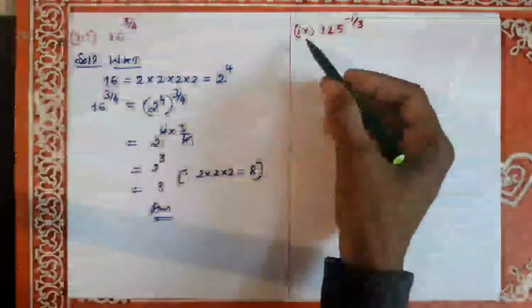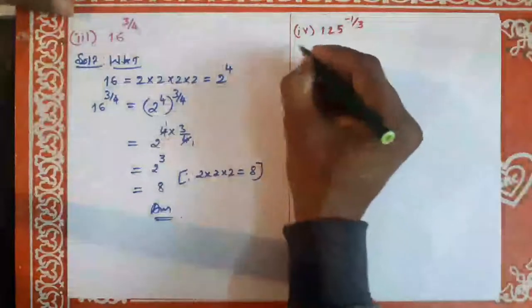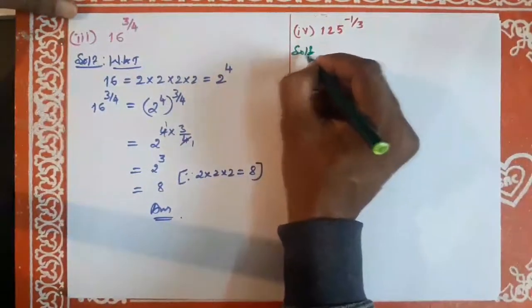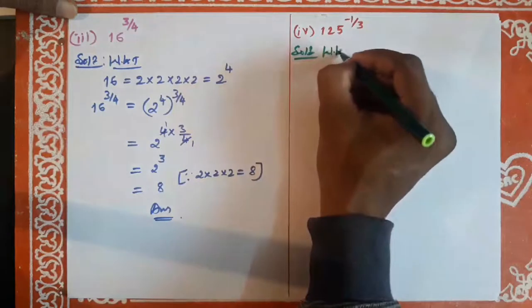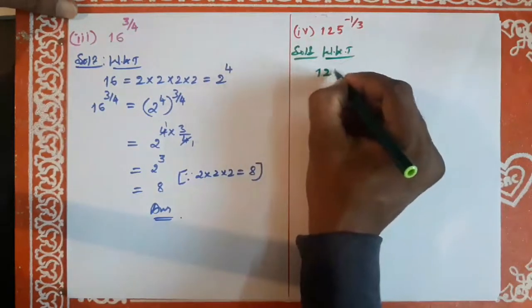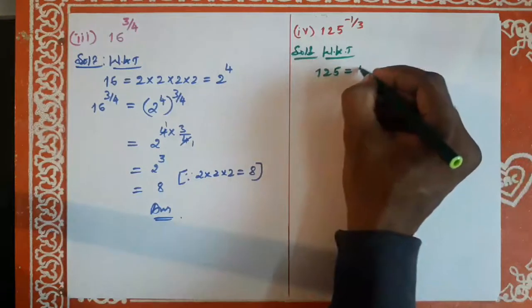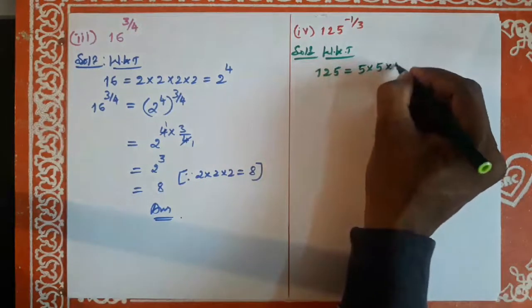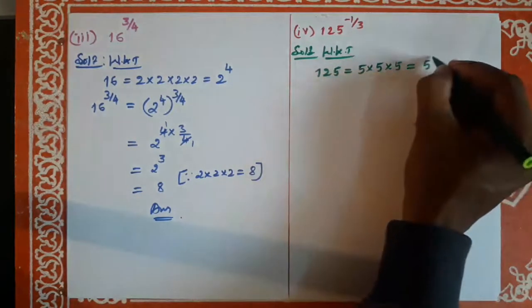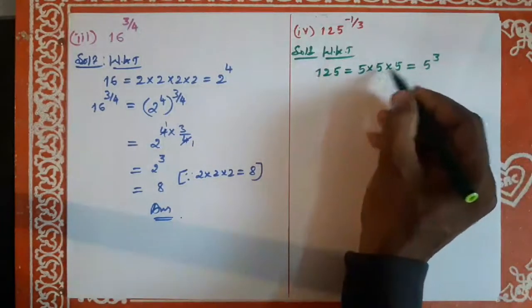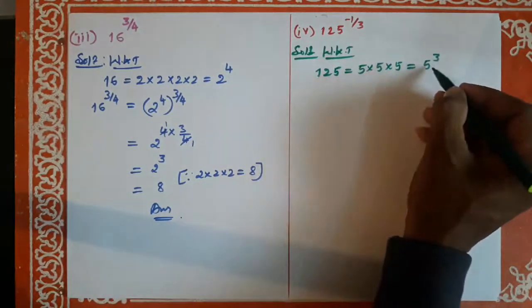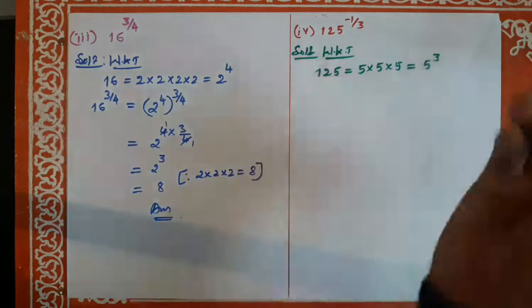Dear students, here we have fourth question, 125. Solution. We know that 125 in exponential form is 5 into 5 into 5. 5 fives are 25, 25 fives are 125, therefore in exponential form it is 5 to the power of 3.